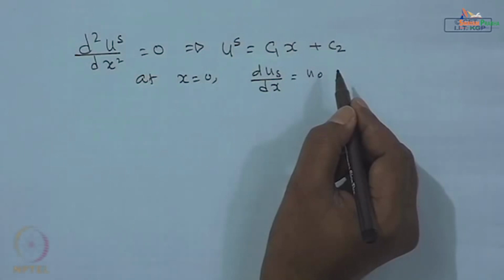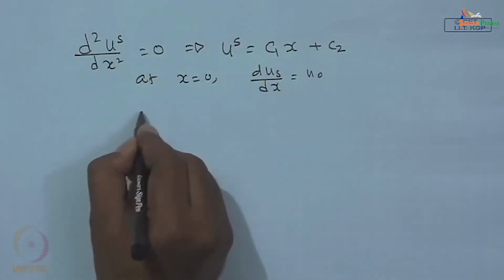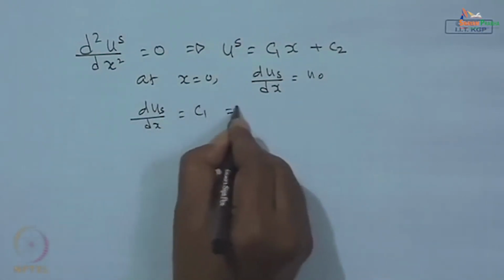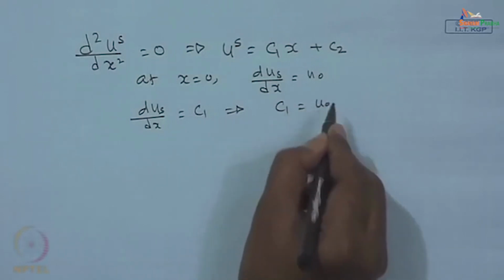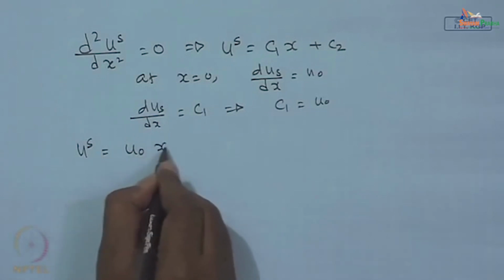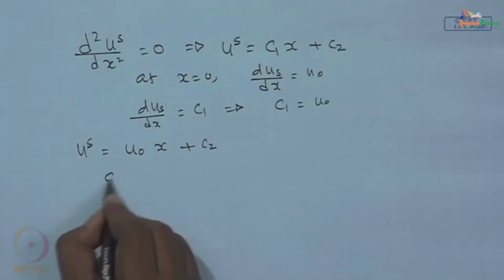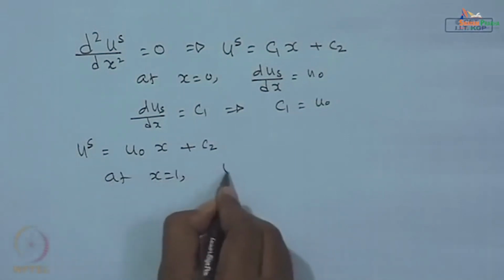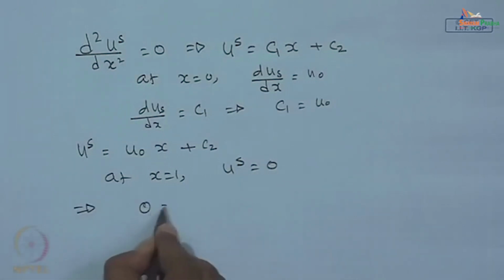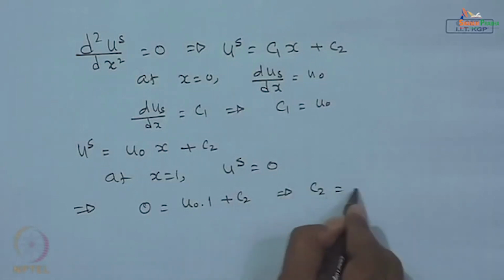So, du_s/dx is equal to u_0. So, we have du_s/dx is equal to c_1. That means c_1 is equal to u_0. So, u_s is equal to u_0 x plus c_2. We put the other boundary condition, that is at x is equal to 1, u_s is equal to 0. Therefore, 0 is equal to u_0 into 1 plus c_2. So, c_2 is equal to minus u_0.